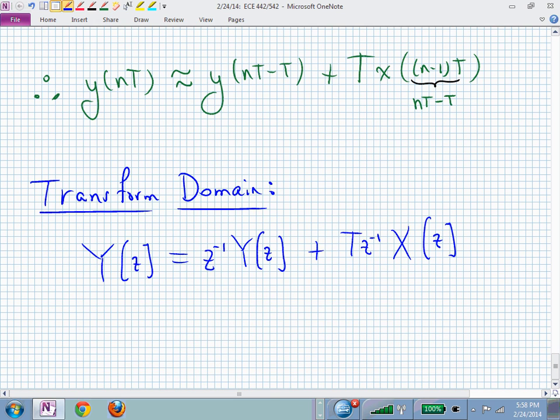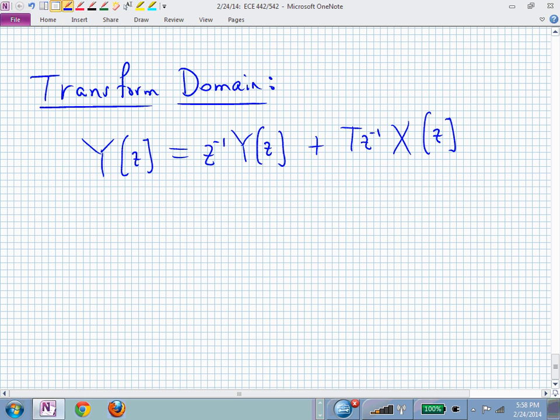Now we have an equation in the frequency domain that contains the input, capital X of z, and the output, capital Y of z. Let's solve that for a transfer function between x and y. Those were both capitals if you couldn't hear that in my description. Capital X to capital Y. So we have 1 minus z to the minus 1 times Y of z equaling T z to the minus 1 times X of z.